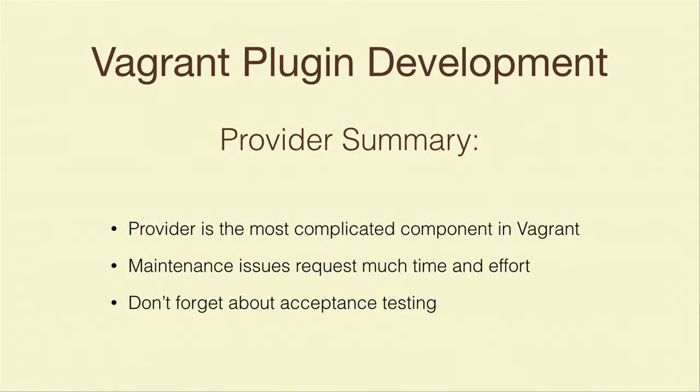So, to summarize our experience, I'd like to point your attention to the first point. The provider is actually the most complicated component in Vagrant, because this is the main interface for communicating with a virtualization system or with a cloud provider. It means that if you are working with some third-party virtualization system and providing a plugin for it, you have to take care about compatibility with the concrete version of your virtualization system.